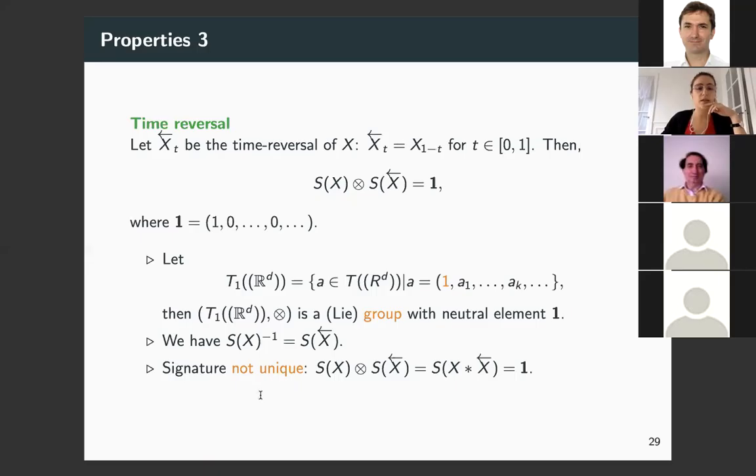And another thing is that we can already see that the signature is not unique because, with Chen's formula, this product of signatures is actually the signature of the concatenation of X with itself in the reverse order.